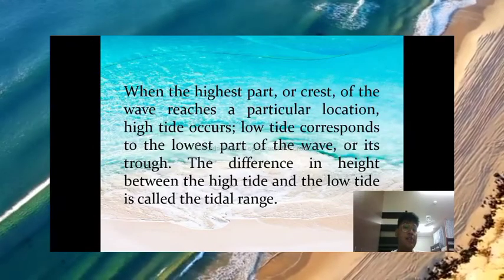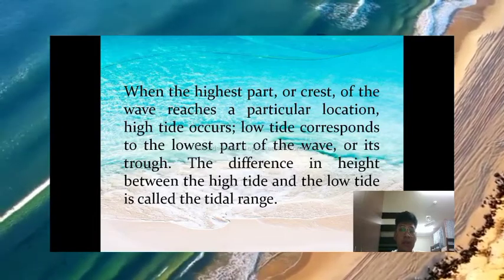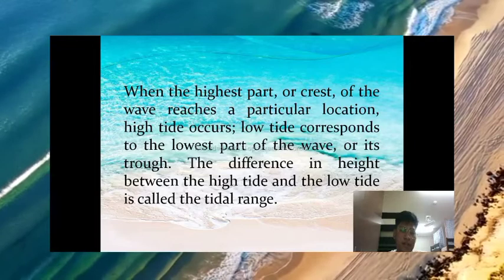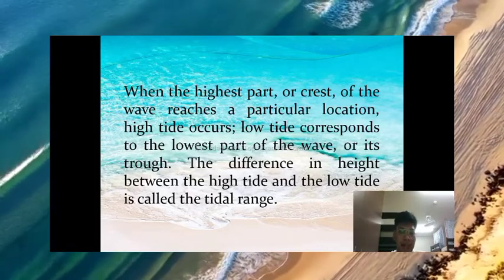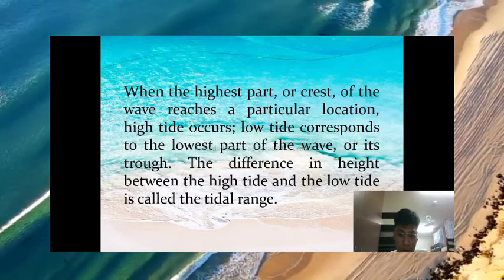When the highest part, or crest, of the wave reaches a particular location, high tide occurs. Low tide corresponds to the lowest part of the wave, or its trough. The difference in height between the high tide and the low tide is what we call the tidal range.